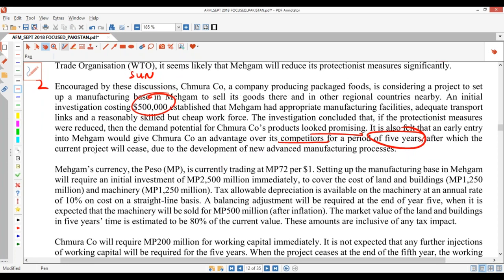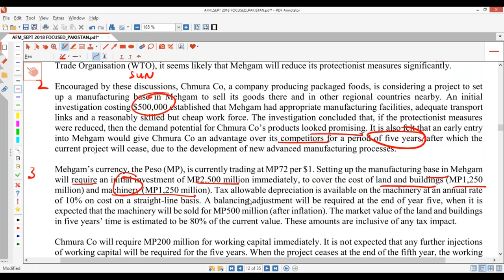Okay, third paragraph: the MEGAM peso is going to be 72 pesos for $1. Setting up the manufacturing base in MEGAM will require an initial investment of 2,500 million immediately to cover the cost of the land, which is going to be 1,250, and machinery 1,250. So this is the total. They break it up into half and half. My question is, what is your TAD?